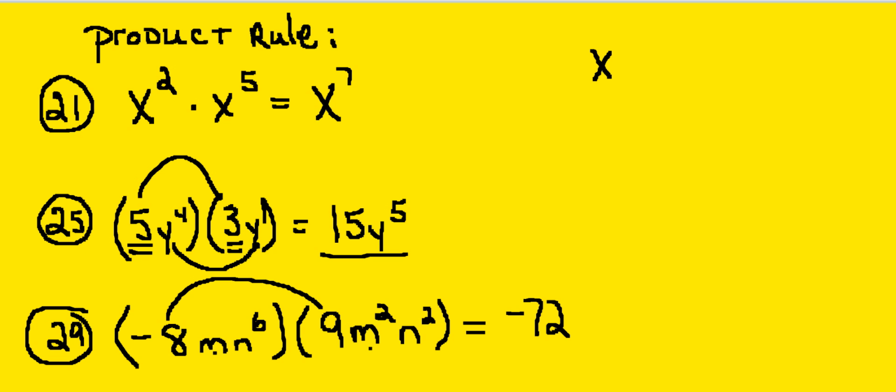M times m to the second, remember there's a 1 here. That's going to give me m to the 3. And n to the 6 times n to the second is n to the 8th. That's all we have to do. Done with that problem.